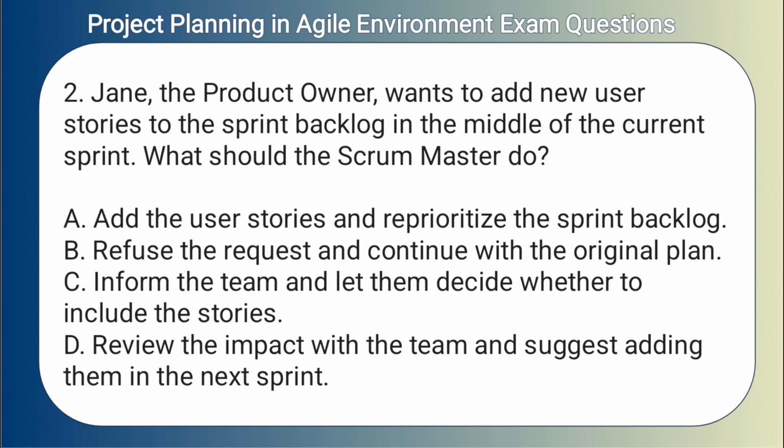2. Jane, the product owner, wants to add new user stories to the sprint backlog in the middle of the current sprint. What should the Scrum Master do? A. Add the user stories and reprioritize the sprint backlog. B. Refuse the request and continue with the original plan. C. Inform the team and let them decide whether to include the stories. D. Review the impact with the team and suggest adding them in the next sprint.